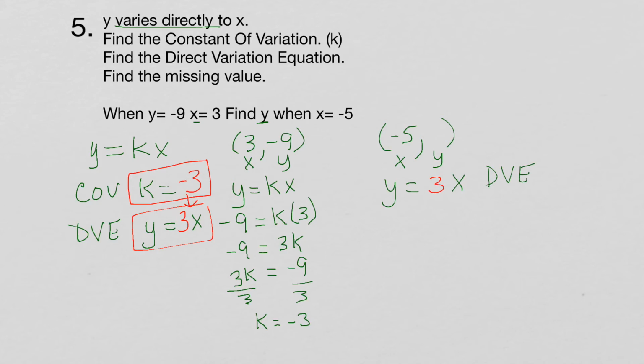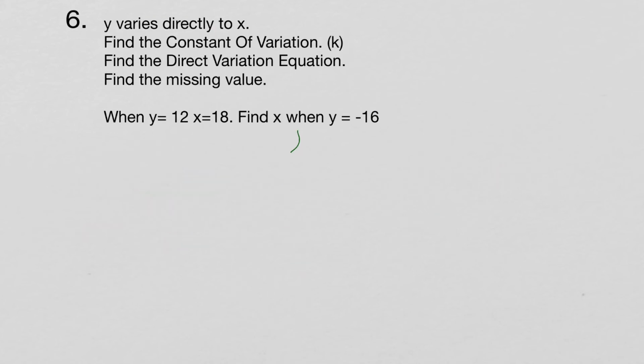What I have here is y is equal to negative 3 times negative 5. So y is equal to 15. So my 15 is the missing value. That's the value that I needed. And then I also found my DVE, my direct variation equation, and I found my constant of variation.